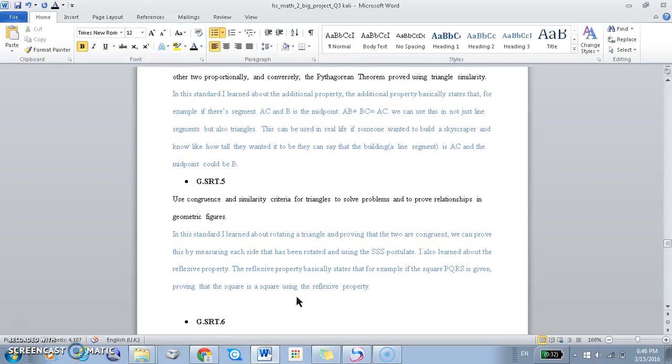Next standard is GSRT 5. In this standard, I learned about rotating a triangle and proving that the two are congruent. We can prove this by measuring each side that has been rotated and using the side-side-side postulate. I also learned about the reflexive property. The reflexive property basically says that, for example, if the square PQRS is given, proving that this square PQRS is PQRS.